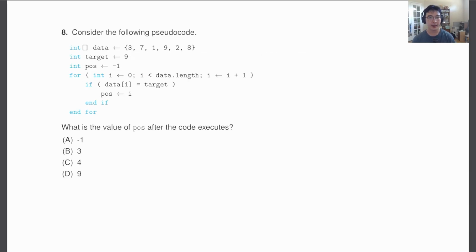All right, question number 8. Once again, I see lines of code. I'm going to number them to better talk about this question. One of my sayings is code goes top to bottom, so let's start top to bottom. On line 1, we are creating a data structure called an array.